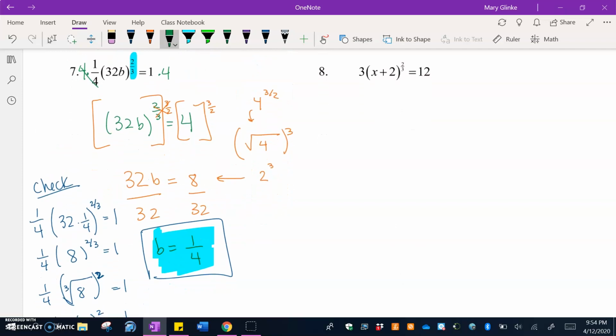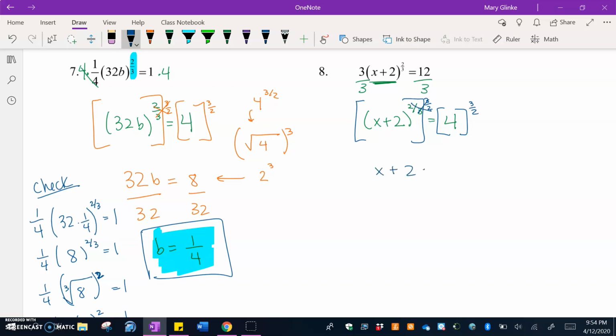And so for our last problem here, there's one more with that 2/3 exponent. We want to get whatever's being raised to that by itself first. So we're going to divide both sides by 3. We get x plus 2 to the 2/3 power equals 4. So we're now going to do the inverse operation. We're going to raise both sides to the power that is the reciprocal of that, because it cancels out the 2/3. So we're raising both sides to the 3/2 power.